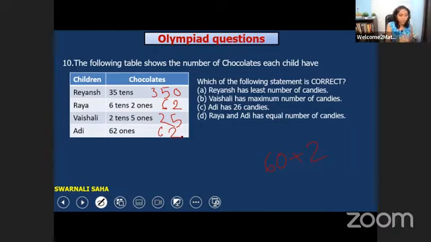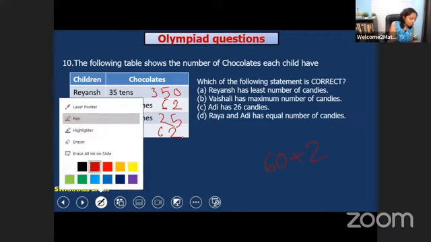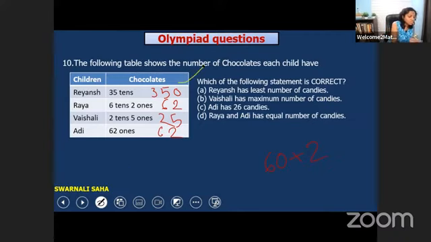You see, which of the following statements is correct, that you have to find out. Riyansh has the least number of candies. Is it true? No, it's false, because Riyansh has 350 chocolates. That is the largest number. So let's cut this out. Next, Vaishali has the maximum number of candies. No, it's also wrong, because Vaishali has 25 candies, and that is the least number. So let's cut out Vaishali.